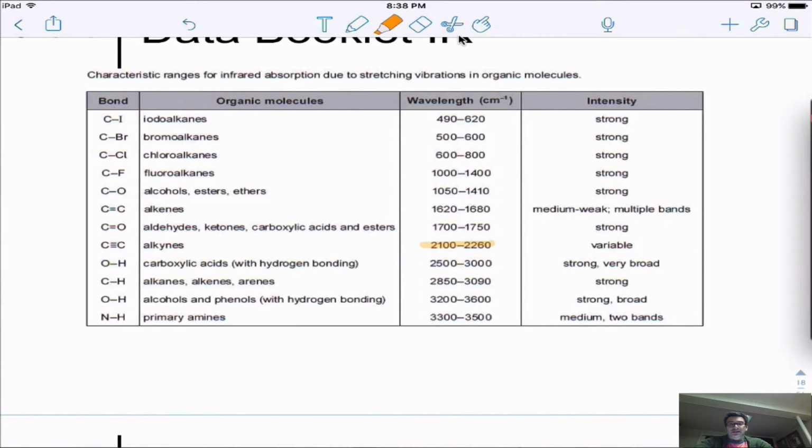In the same way, you could see that there's a carboxylic acid. It has this strong and very broad absorption, meaning it will be a very deep valley that you'll see, and it'll be wide. You could also have something like an aldehyde, a ketone, or a carboxylic acid again, where you have a different peak over here that's not as broad, but there's a strong indentation.